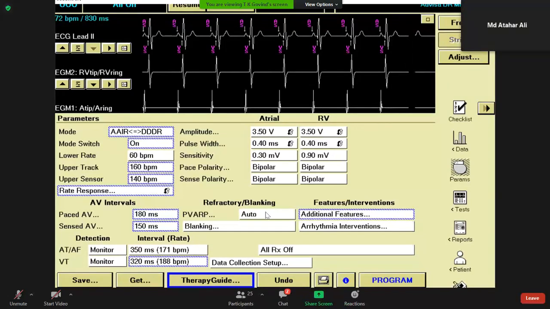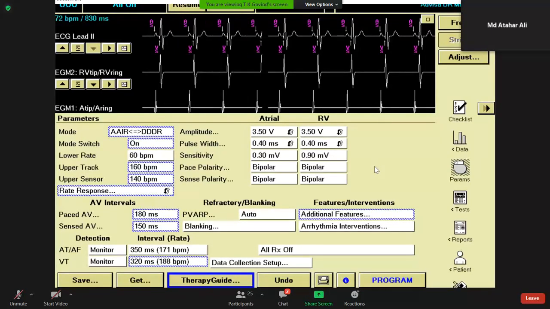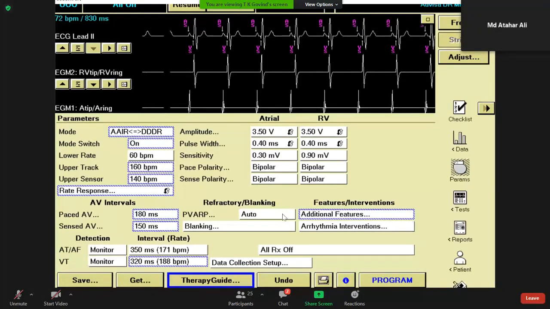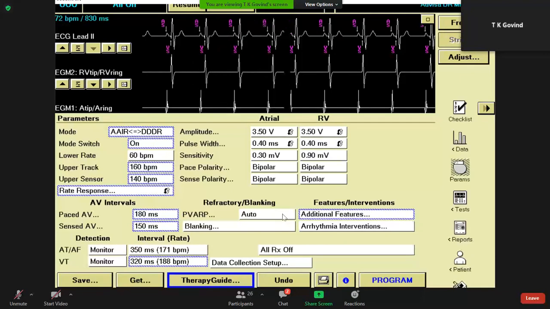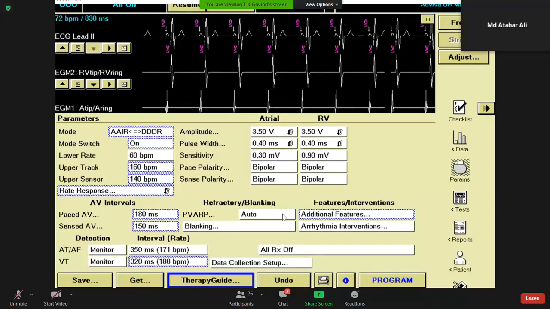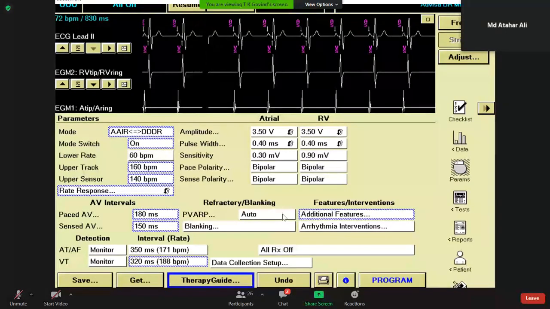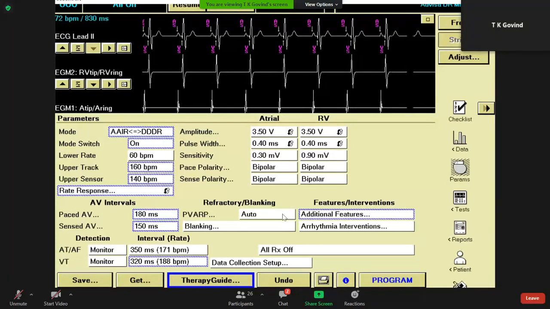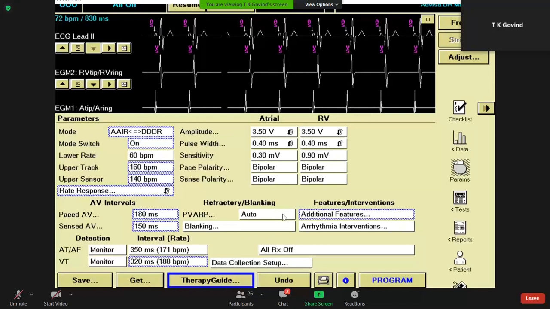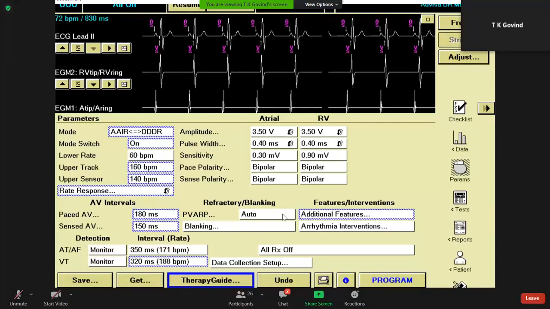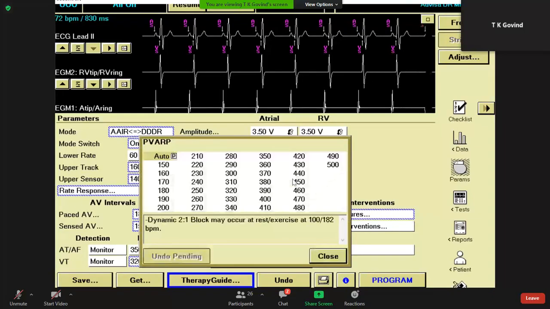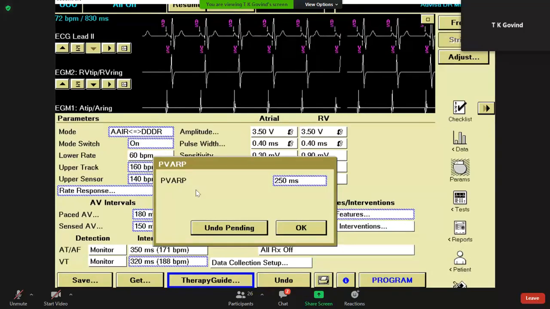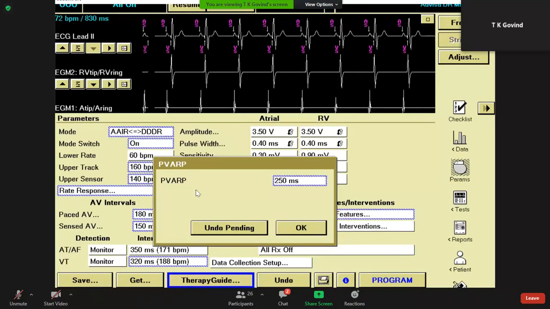Govind. Yes, sir. Can automatically set PVARP stop PMT, that is pacemaker mediated tachycardia? No, it cannot stop PMT. It will prevent the initiation of PMT. Yes, it can prevent the initiation. The chances of PMT initiating is reasonably lesser in an auto PVARP situation compared to a permanent PVARP. Let us say you have decided to program a permanent PVARP of 250 milliseconds, not automatically adjusting. All the time it is 250 milliseconds. Then there is a chance of PMT happening.